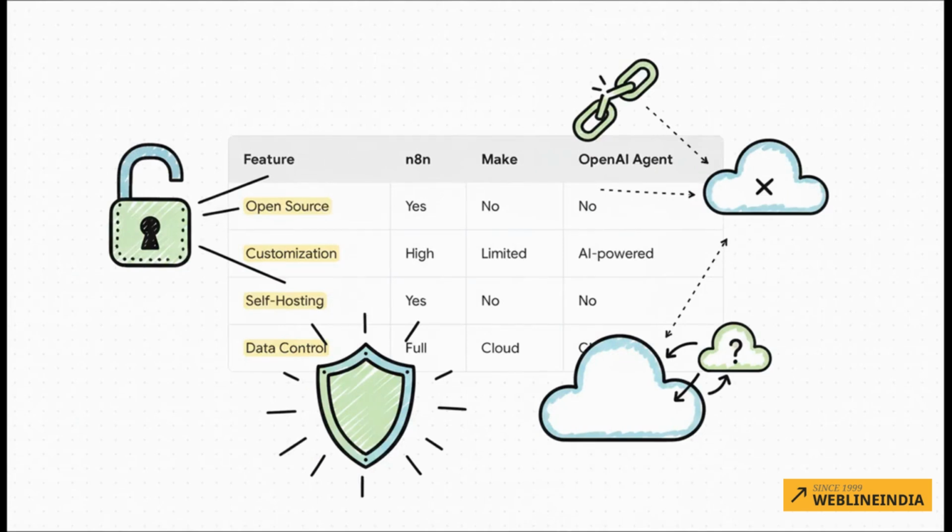Okay, this table right here, it tells a huge part of the story. You can see the big divide immediately. Look, only n8n is open source, and only n8n lets you self-host. Now, that might sound like just a technical detail, but trust me, it's not. It has everything to do with who controls your data. With n8n, your data stays on your servers, period. With Make and OpenAI, it's all processed in their cloud, and that brings up some major security and compliance questions we absolutely need to talk about.